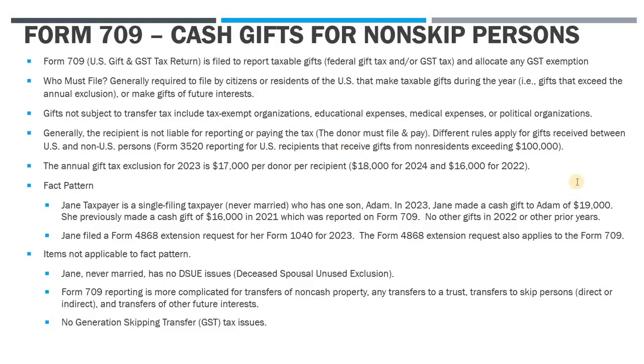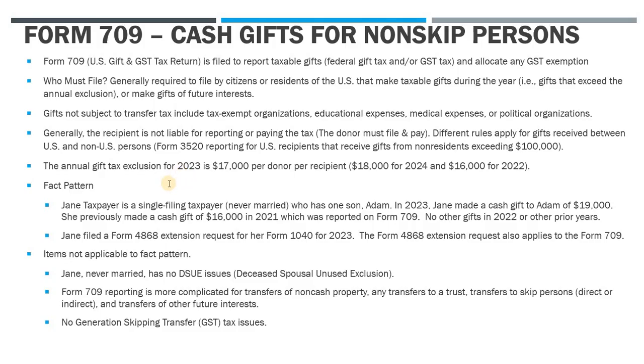All right. Now, different rules apply for gifts between U.S. and non-U.S. persons, right? So, for example, when a U.S. person receives gifts from non-residents that exceed $100K, that person has to file a Form 3520 to report the gift and pay any tax if applicable. But the general rule is this first bullet point here, right? The recipient is not the one having to do anything here, it's the donor.